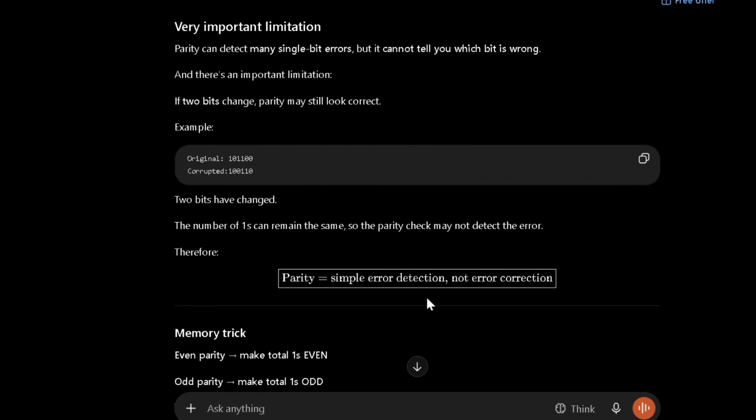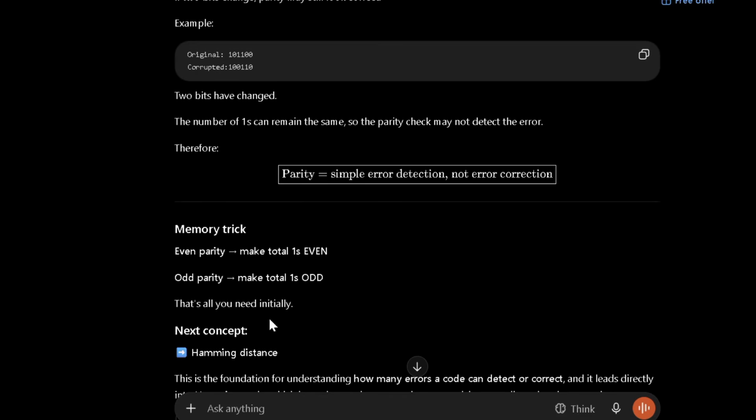Memory trick: even parity, make total ones even. Odd parity, make total ones odd. That's all you need initially. Next concept, Hamming distance.